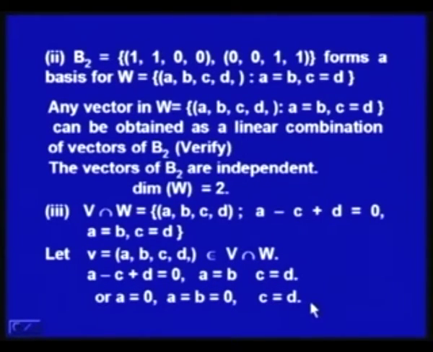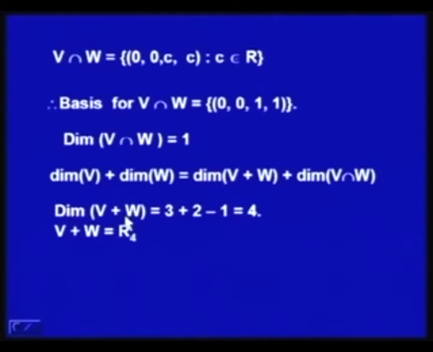So, dimension of V plus W is equal to dimension of V plus dimension of W minus dimension of V intersection W. We have already proved the dimension of V as 3, the dimension of W is proved to be 2 and the dimension of V intersection W we have just now proved to be 1. So, it is 5 minus 1 is equal to 4 and that means V plus W is a 4-dimensional vector space. Now, R4 is also a 4-dimensional vector space and in fact, we say that V plus W is equal to R4.